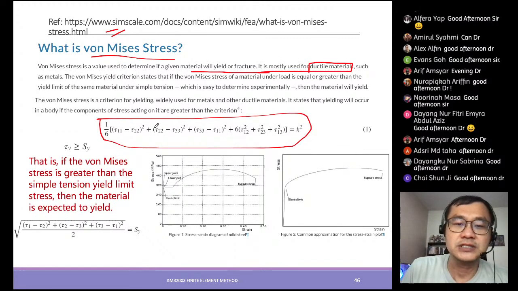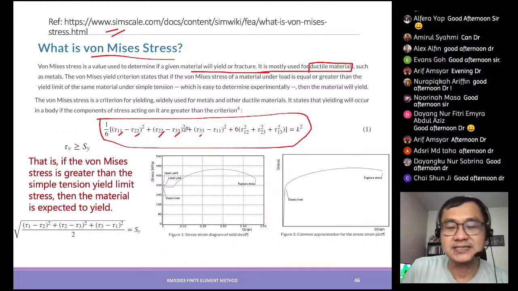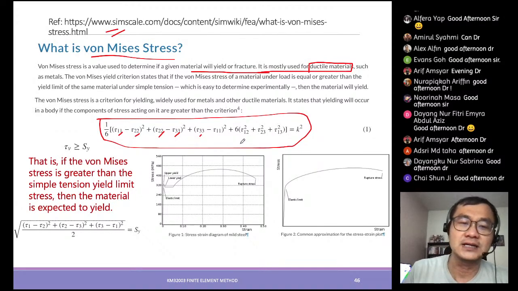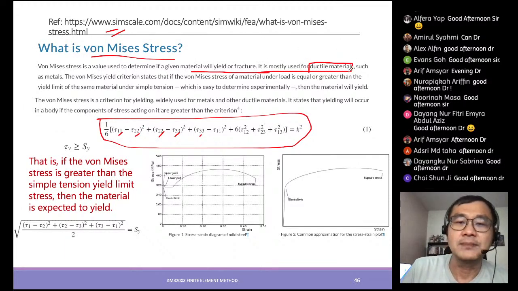The von Mises stress is calculated in this form where you have the principal stresses. These are the principal stresses, where 1 should be x, 2 should be y, 3 should be z directions. This is referring to three-dimensional cases. So you would expect that kind of so-called average stress occurring on the material.